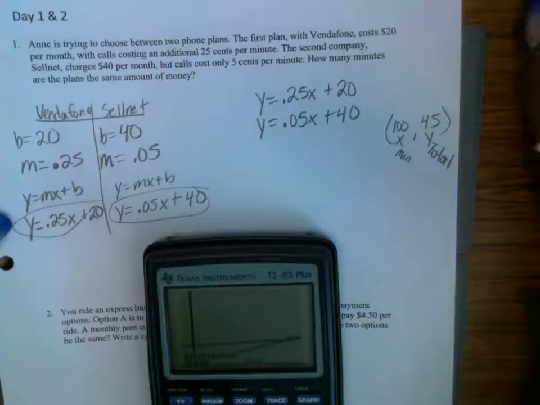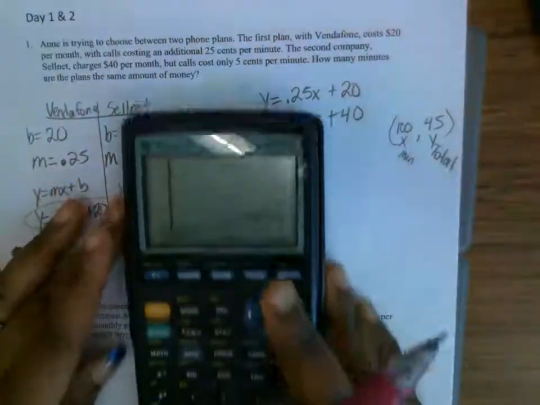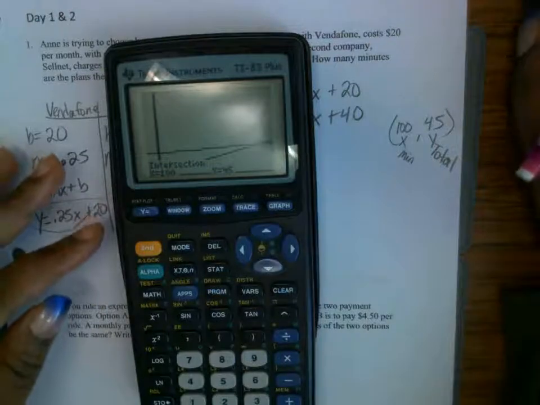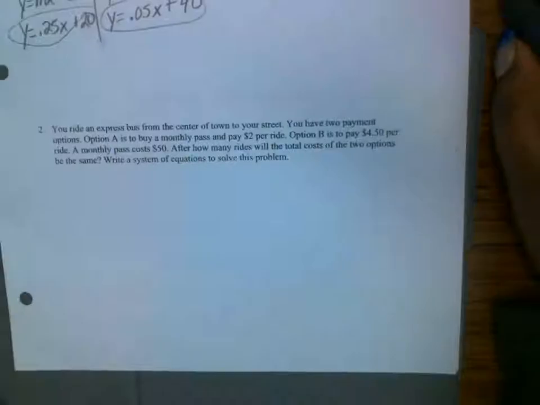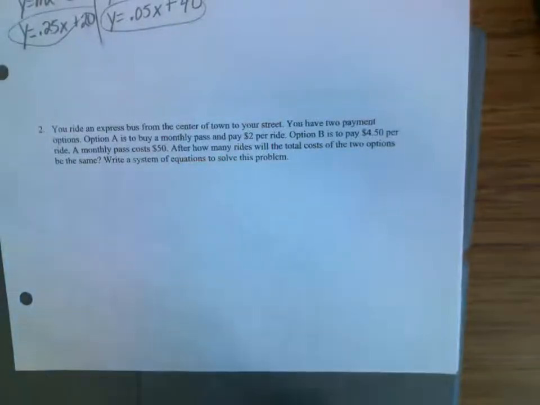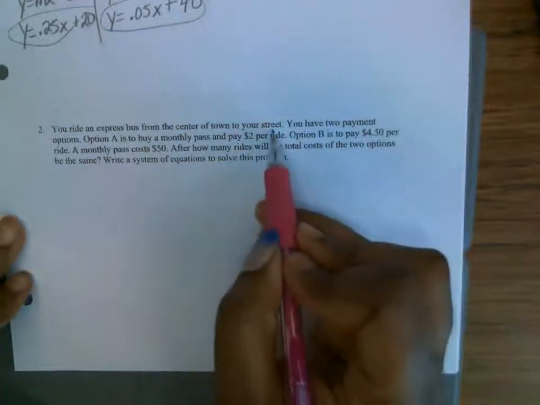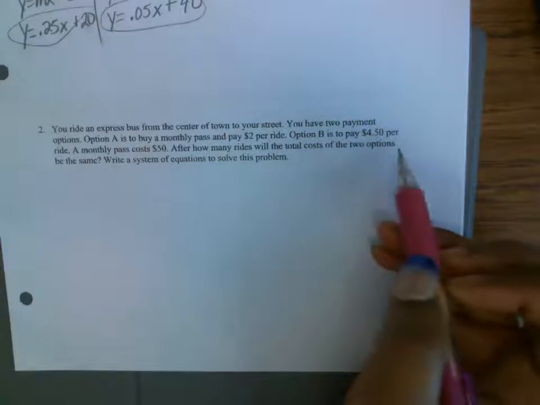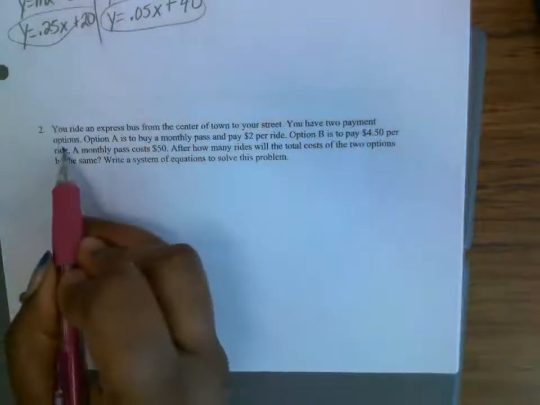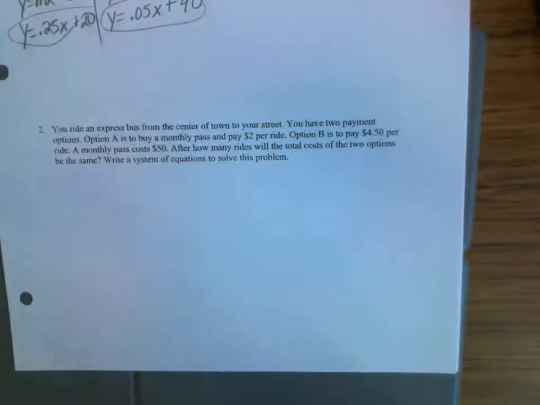Okay? And I'll pause to give you a chance to write that in and ask questions. All right, so now let's do number 2. It says you ride an express bus from the center of town to your street. You have 2 payment options. So again, you got 2.